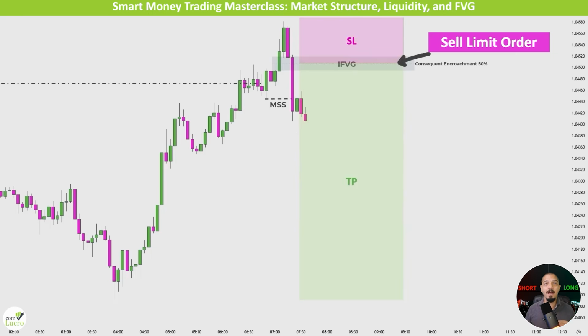In this case, I'm going to place my sell limit order at the midline, also known as the consequent encroachment level of the inverse fair value gap.